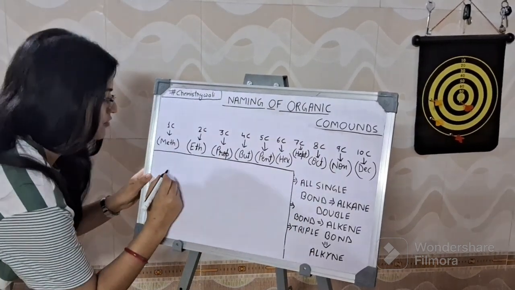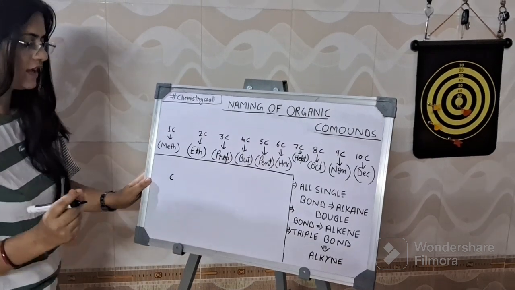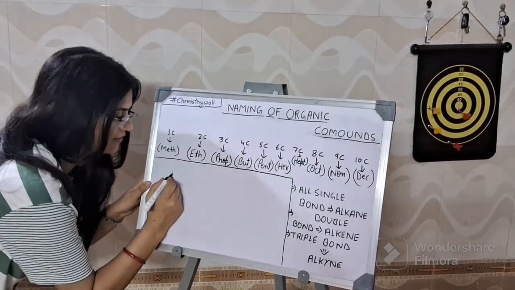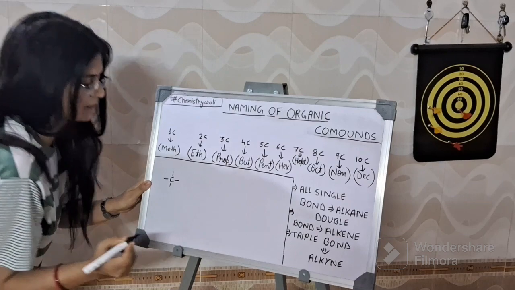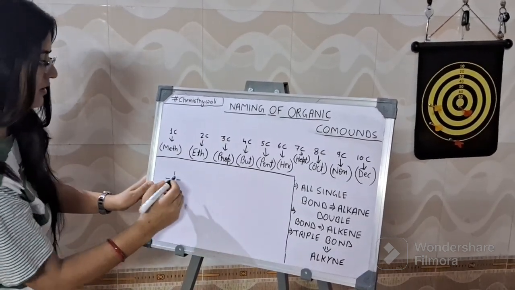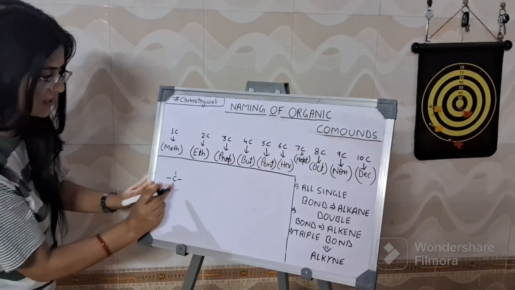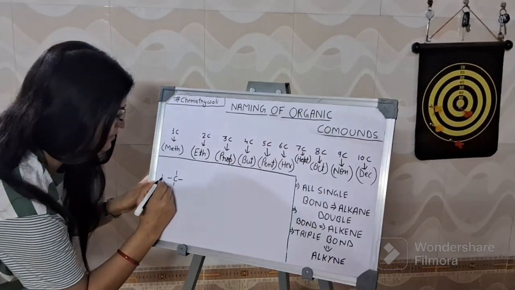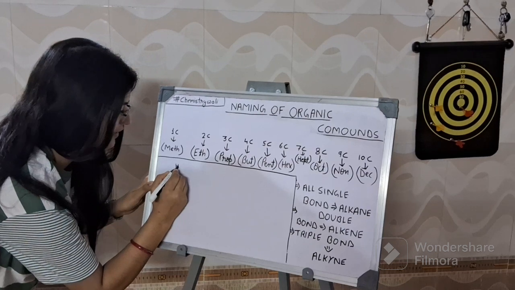So suppose one carbon is there. As we all know, the valency of carbon is 4. Carbon will have 4 bonds, all single bonds. So the valency we can complete with the help of hydrogen.